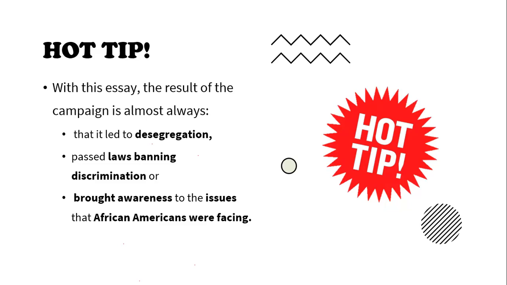What's the result of the Birmingham campaign? All public facilities were desegregated. What's the result of the March to Washington? Okay, that one didn't lead to desegregation, but it did bring awareness to the issues that African Americans were facing. So the result of the campaign is almost always that it led to desegregation, or it passed laws banning discrimination, or it brought awareness to the issues that African Americans are facing.